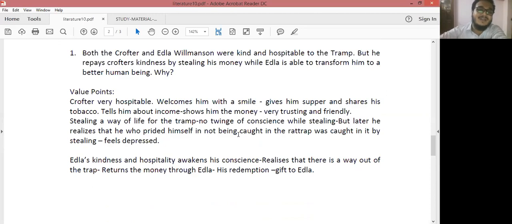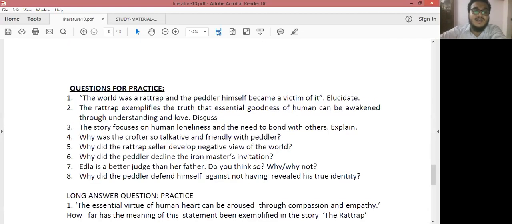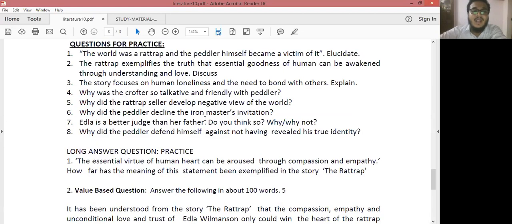Here the points I have written, the answer is not elaborated. You elaborate in minimum 3 to 4 paragraphs, minimum 3 or maximum 4. Okay, 4 paragraphs you should elaborate. Understood, students? So these are reference points. You can take a snapshot. Some questions are here. Take the snapshot of it, do practice and write back answers to me.